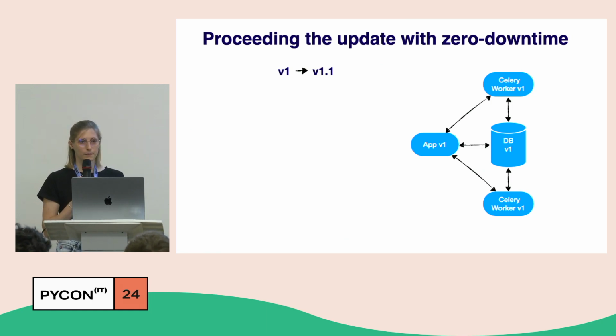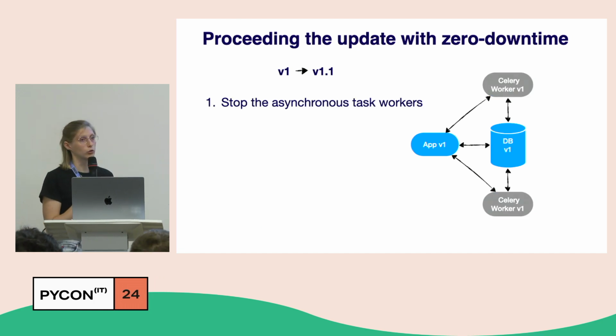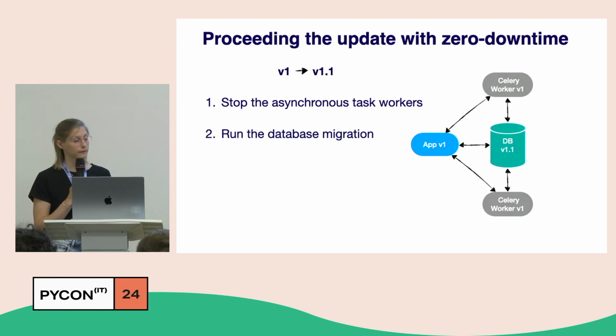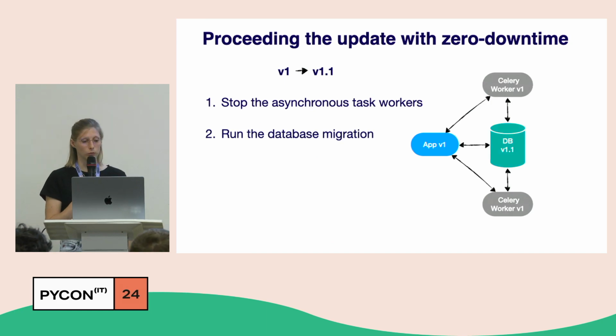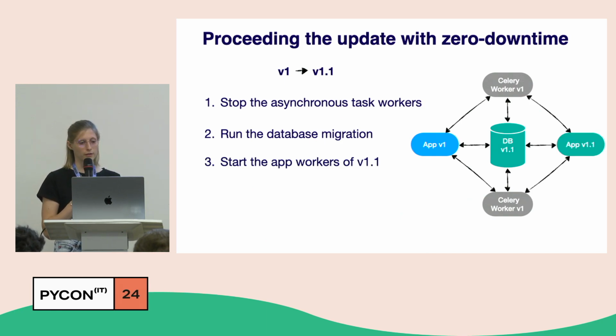So the first step is stopping the asynchronous task workers to make sure that they don't process any task during the database migration. And then we need to run the database migration to update the database to version v11. And after the migration is finished, we can start the app workers of version v11.